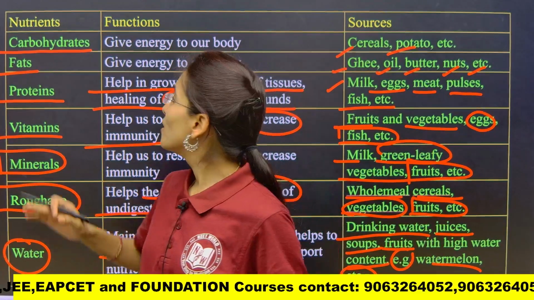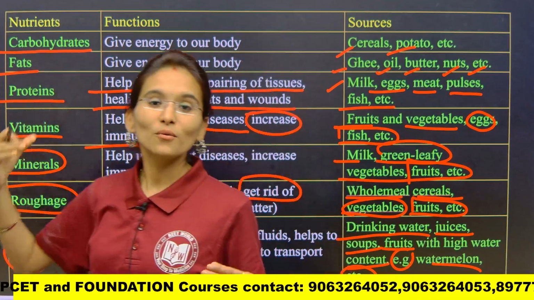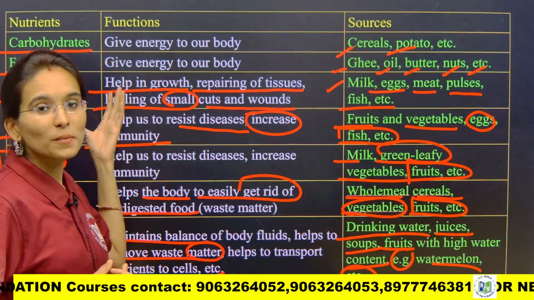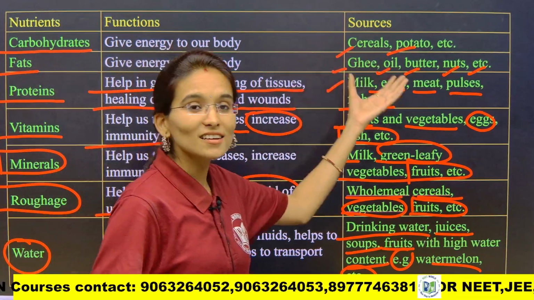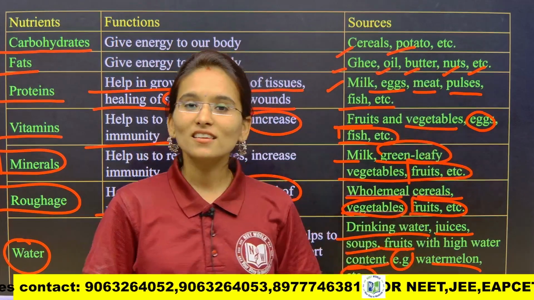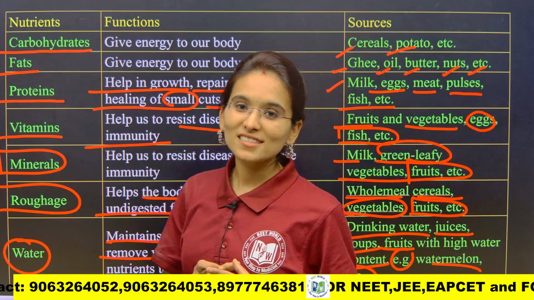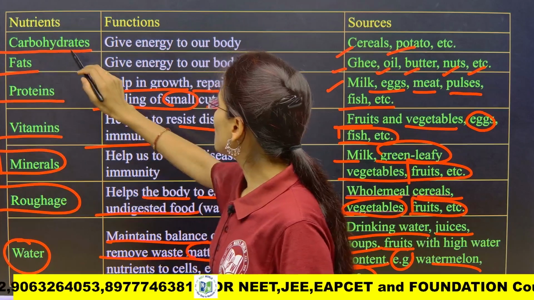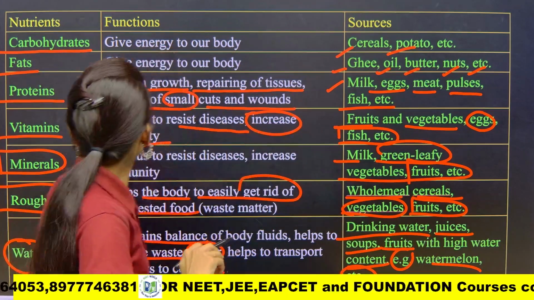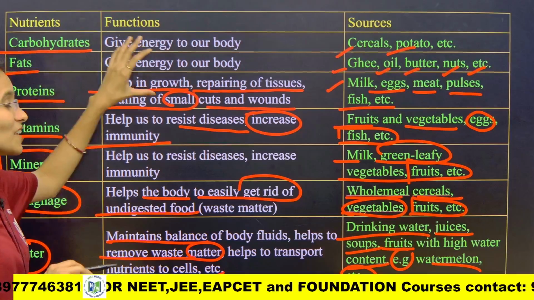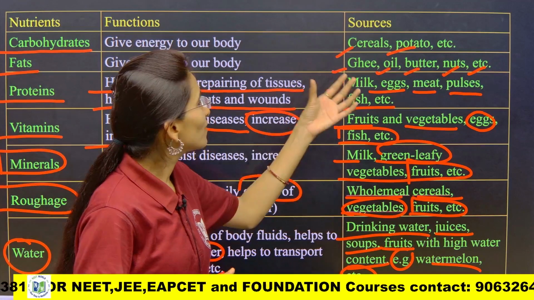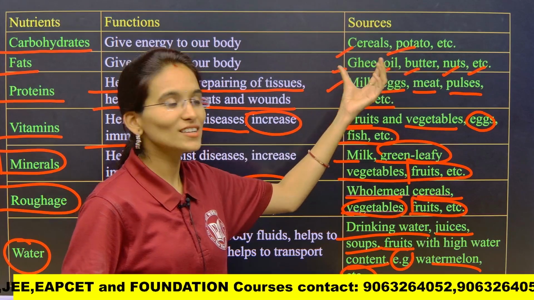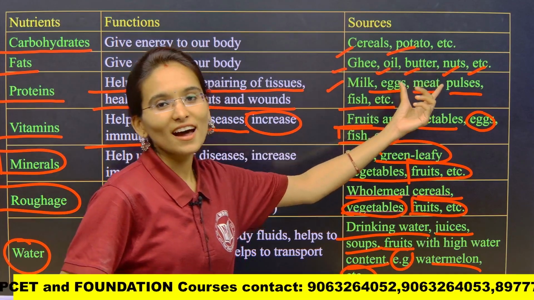information about what nutrients are, what main functions are performed by these particular nutrients, and what the main sources are, students. Quickly, I will summarize here. The main nutrients here are carbohydrates and fats, which give energy to our body. We can find carbohydrates in potato, and fats in ghee, oil, butter and nuts.